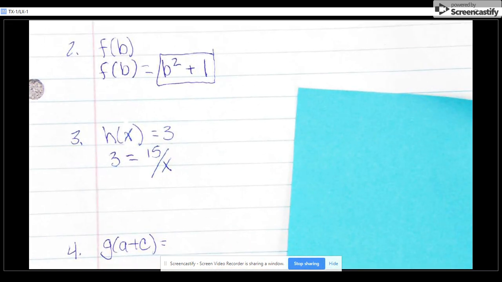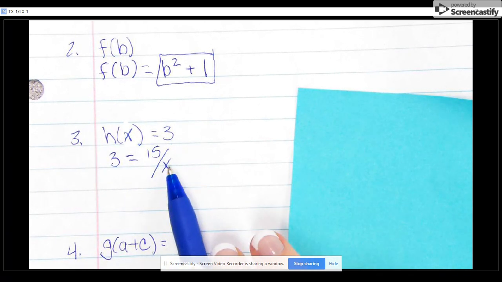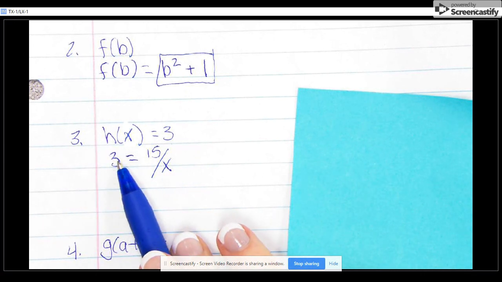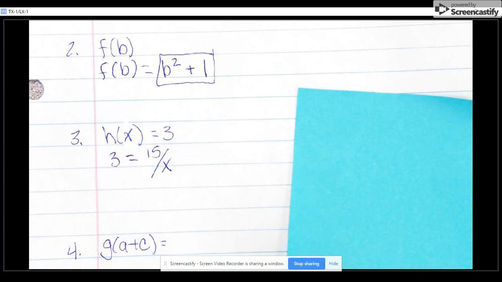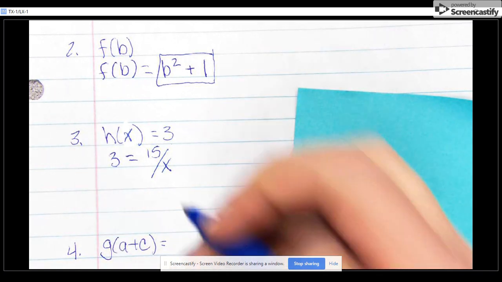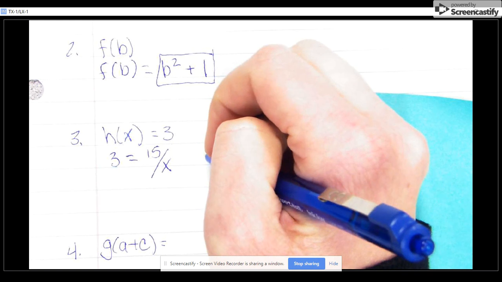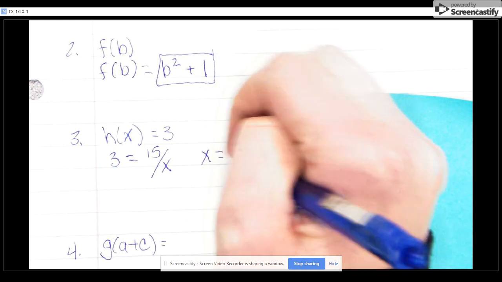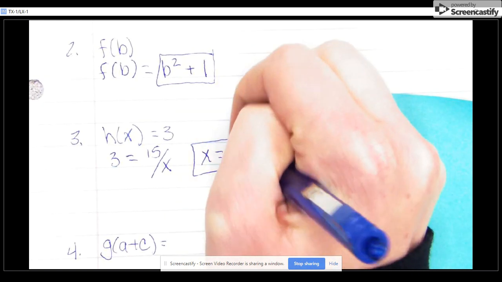Now this one's a little different. Instead of solving for y or h of x, I am solving for x, but I can use my brain in this situation. 15 divided by what is equal to 3? I know that 15 divided by 5 is equal to 3 because 3 times 5 is going to be 15. And I have my answer.